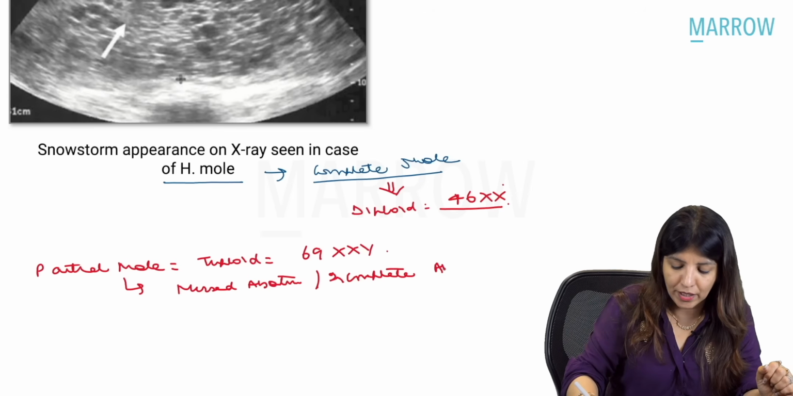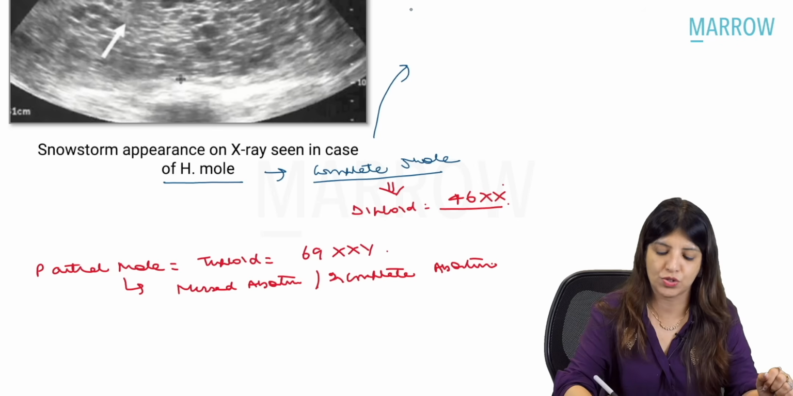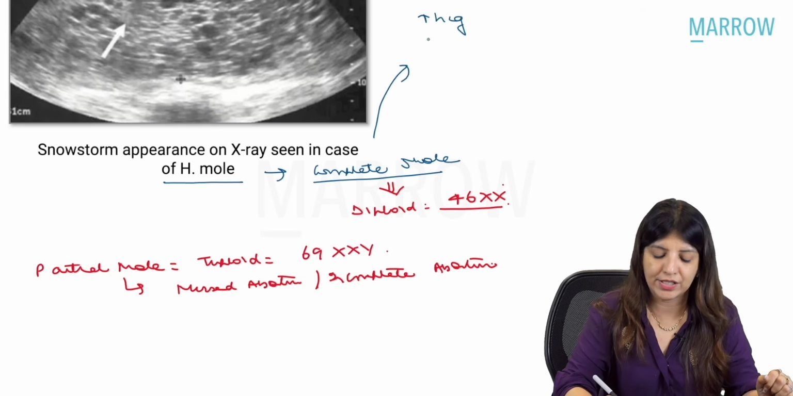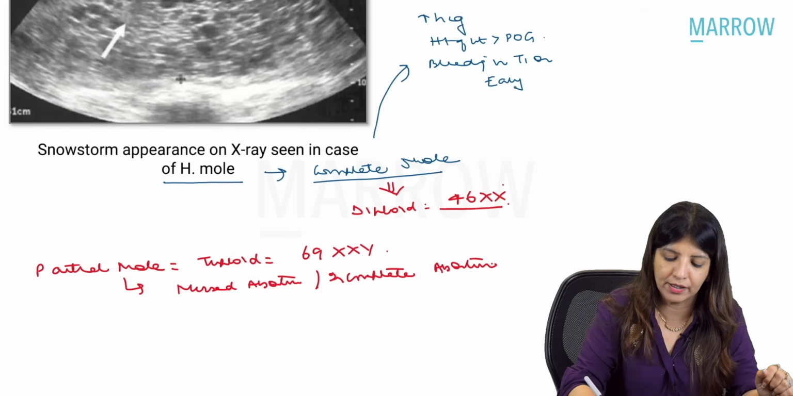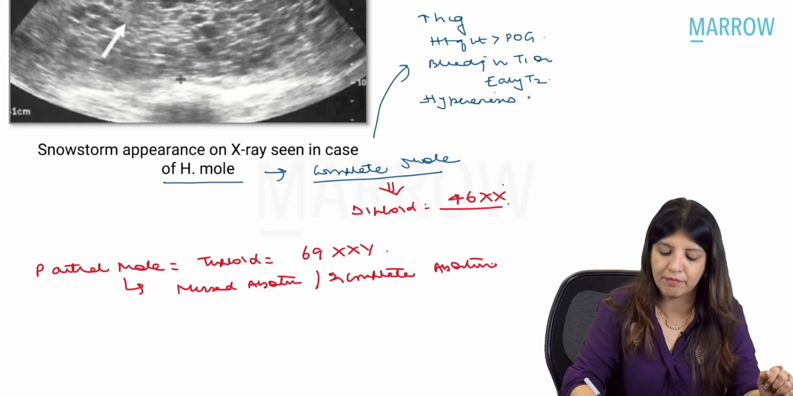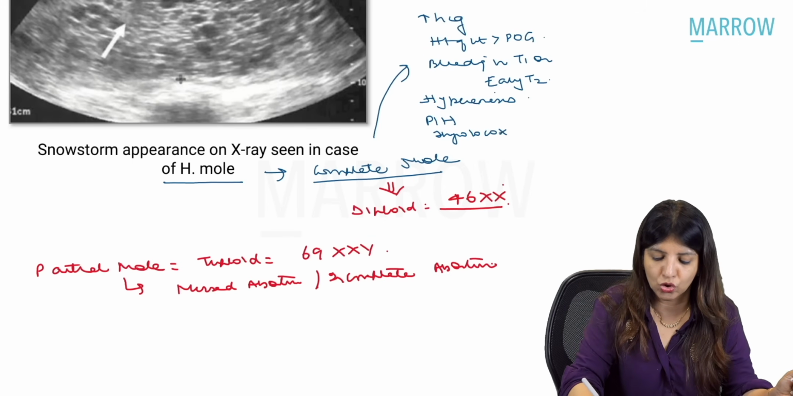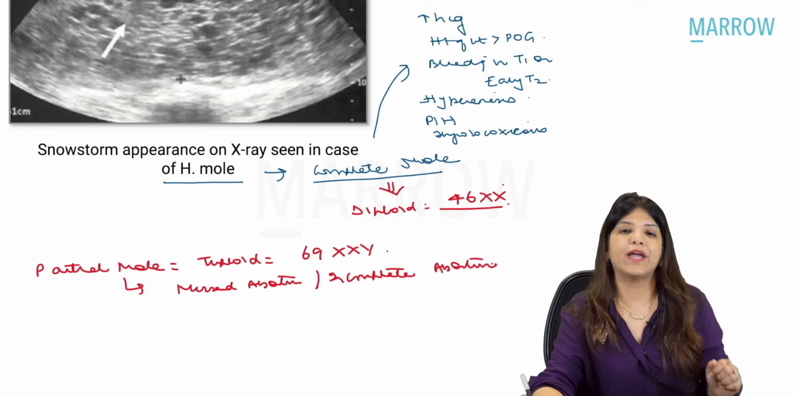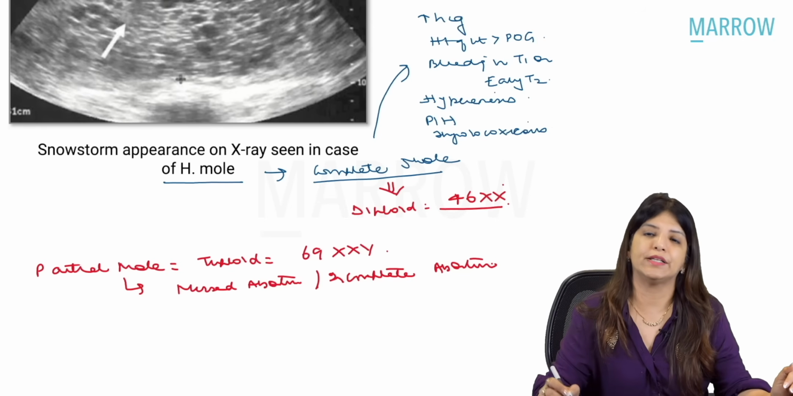Right? Another very important point to note is that whenever you are going to get this ultrasound, the question is going to say that patient had increased HCG levels, then the height of the uterus was more than the period of gestation. Patient came to you with bleeding in first trimester or in early second trimester. They may say that patient had hyperemesis, or patient can have PIH, or your patient can have thyrotoxicosis. Right? So this is how the patient is going to present to you in case of molar pregnancy.